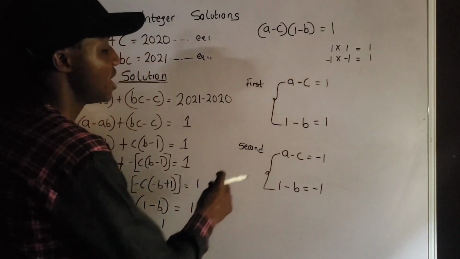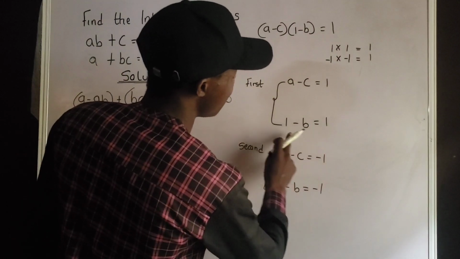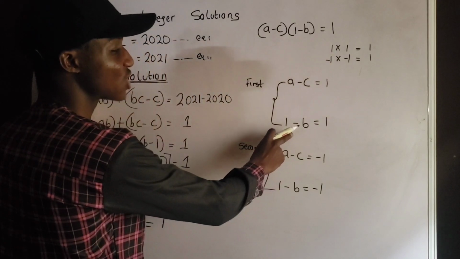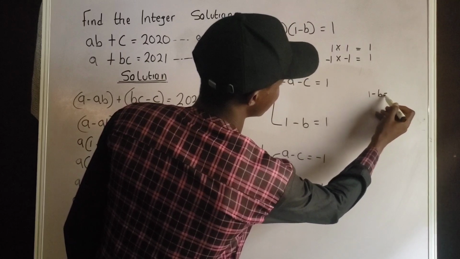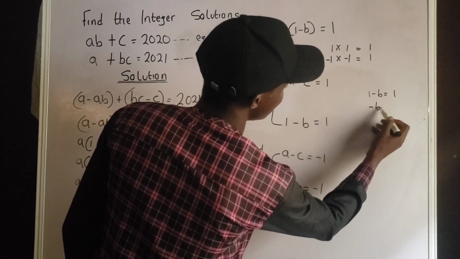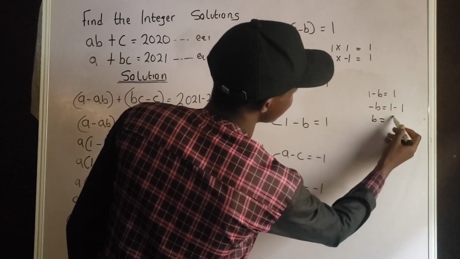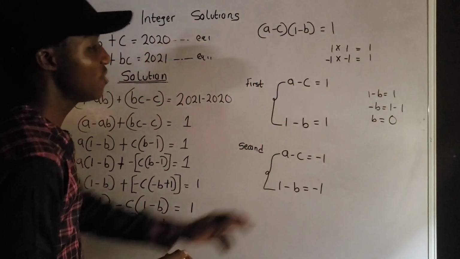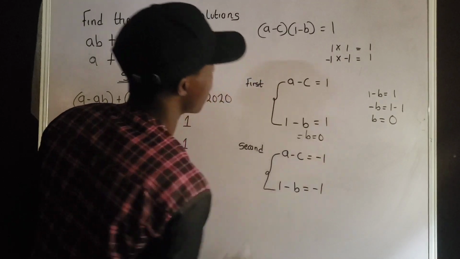Let us proceed. If 1 - B = 1, and I make B the subject of the relation, then -B = 1 - 1, so B = 0.